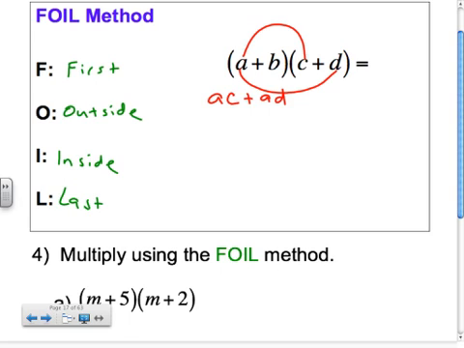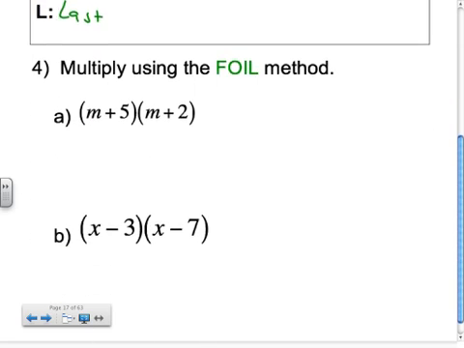And then you take your inside terms. The 2 terms that are inside and closest to each other are B and C, so I multiply those 2. And then finally, I have to take the last term. So I have B as the second term, D is the second term, and so I end up with BD. It's harder to see with variables. Hopefully it makes more sense here as we look at a few examples using the FOIL method.